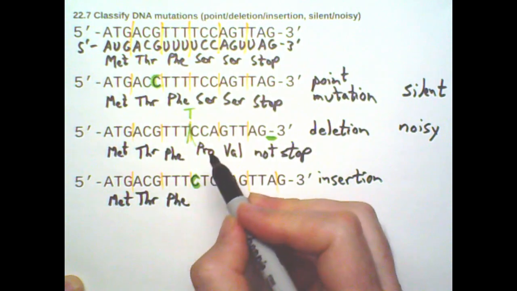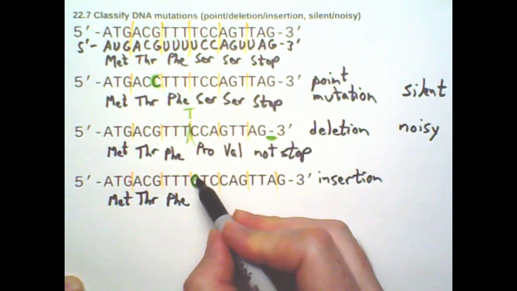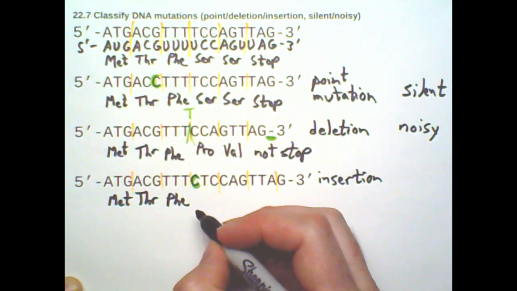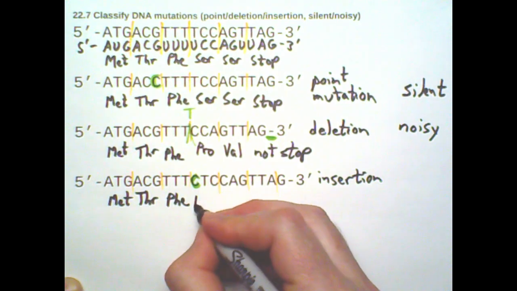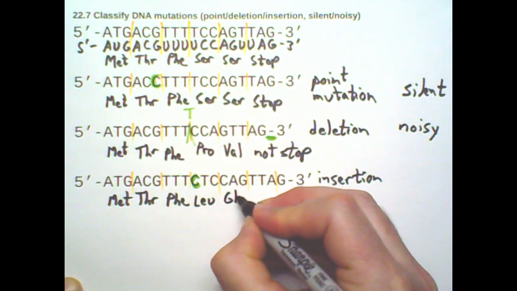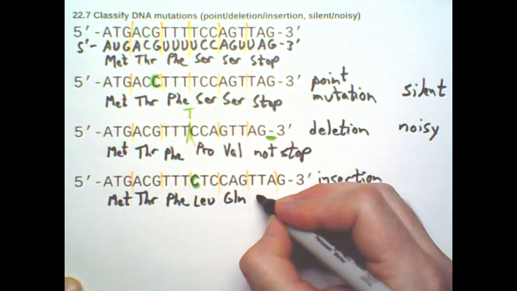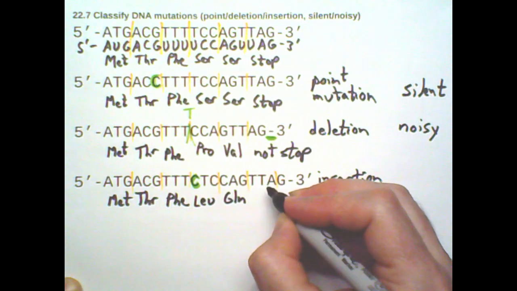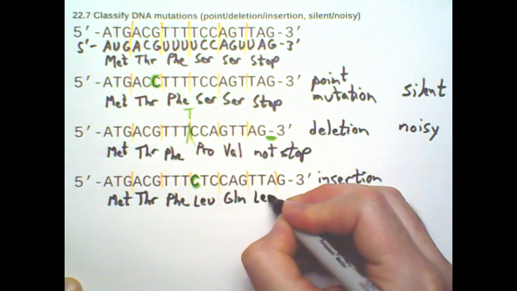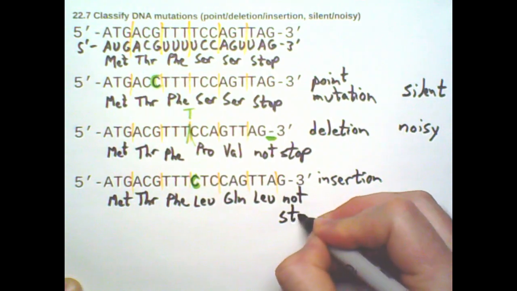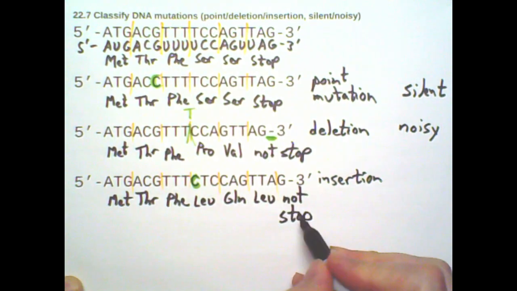Okay, this one we added a C. So let's look up CTC, that's CUC for RNA. CAG, glutamine, UUA, it's going to give us leucine, and G is again not stop, so the machinery will have a hard time knowing where to stop.